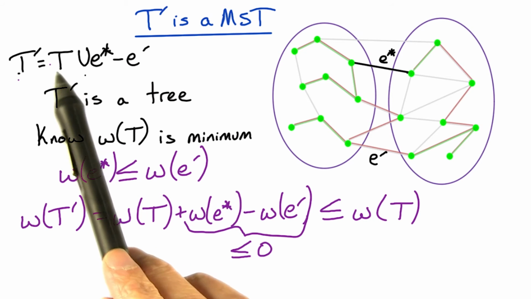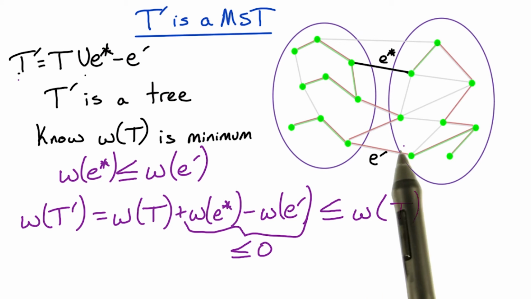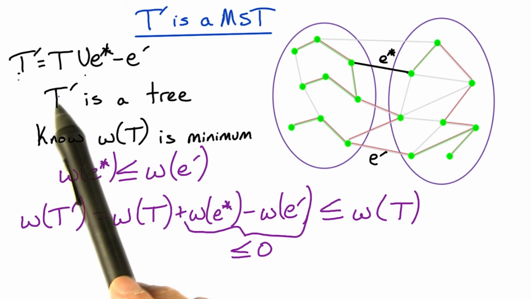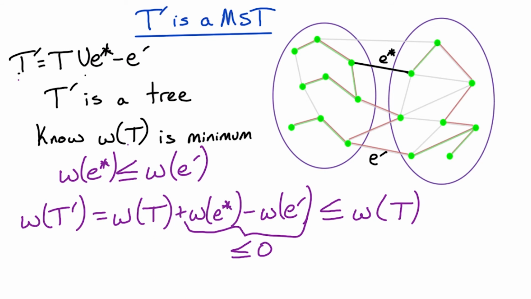So all these edges of T which cross this cut must be of exactly the same weight as E star. Otherwise, we can obtain a new tree, which is of smaller weight. That completes the proof of the cut property.